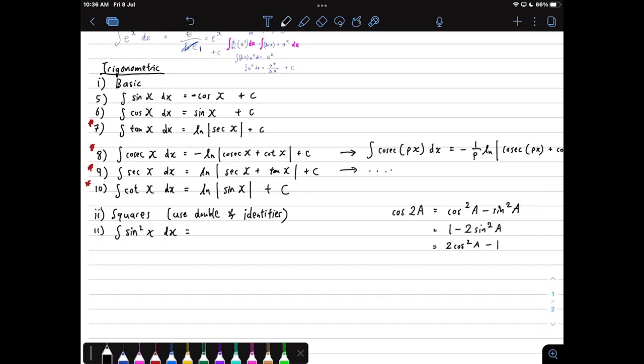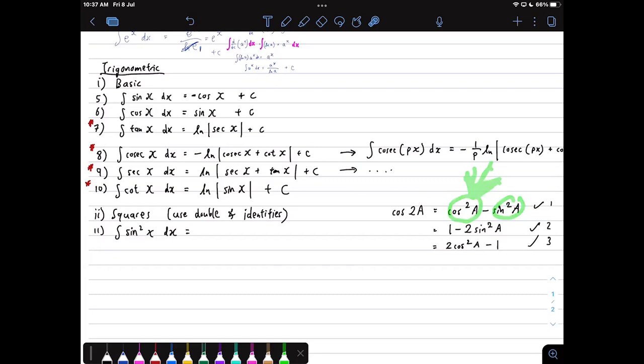Now, which formula is useful? 1, 2, or 3? When dealing with sine square? The second one is useful. You might argue, how come we don't use the first one? It also has sine square, but the problem is there's a cos square. You can make sine square the subject, but you'll still end up with a cos square. So the problem doesn't end. You still don't know how to integrate the cosine square.